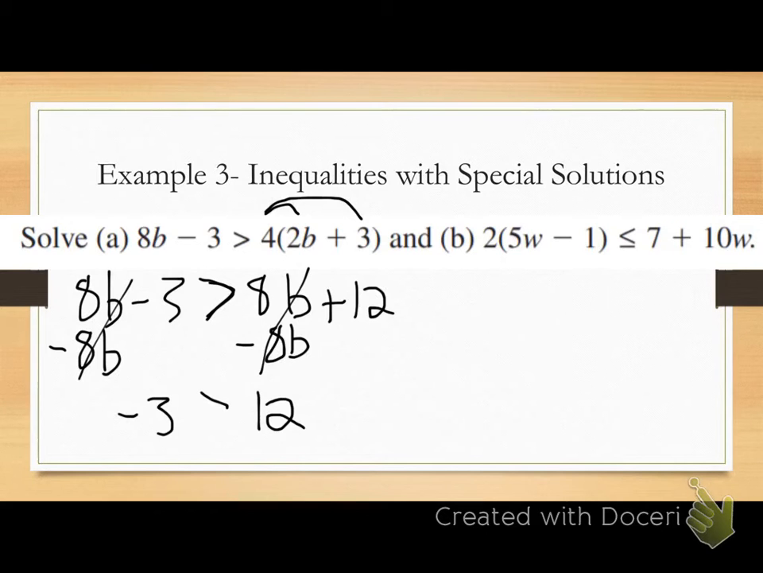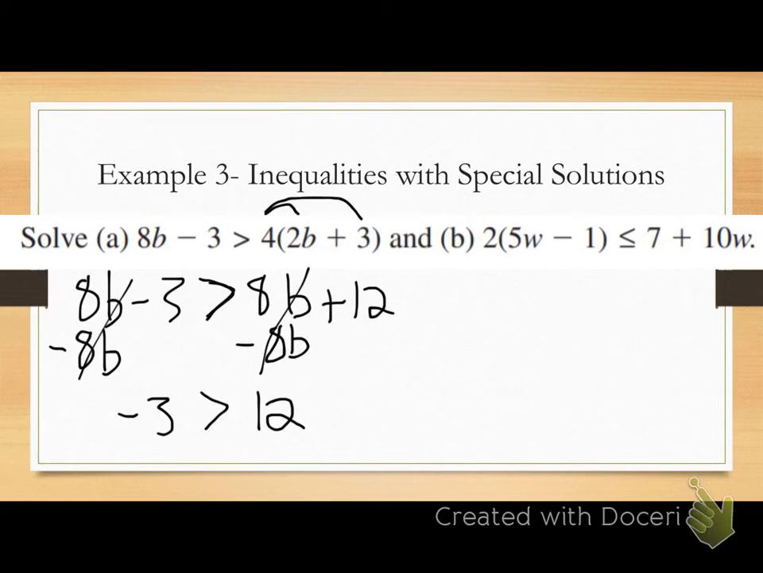Does my inequality symbol flip or stay? Stays. So when we were solving our equations with variables on both sides and we got to this point, this would be no solution, because -3 does not equal 12, does it? Nope. But are we dealing with equations here? No, we're dealing with inequalities.